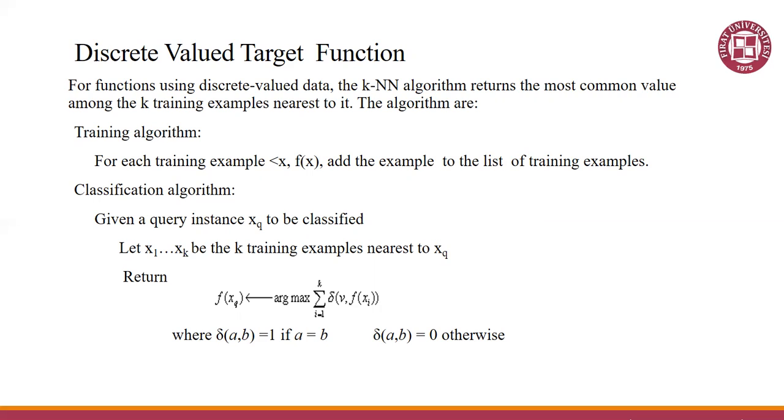Classification algorithm. Given a query instance sq to be classified, let x1 to xk be the k training examples nearest to sq. What will be returned is a function of sq, which is the argmax over v of the summation of delta of v and the function of xi, with i from 1 to k. Where delta of a comma b equals 1 if a equals b, and delta of a comma b equals 0 otherwise.